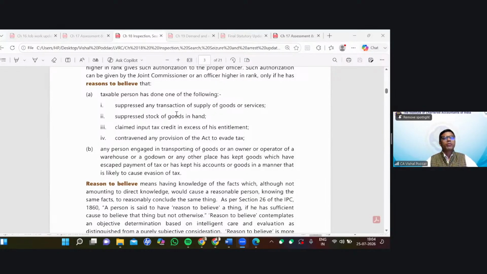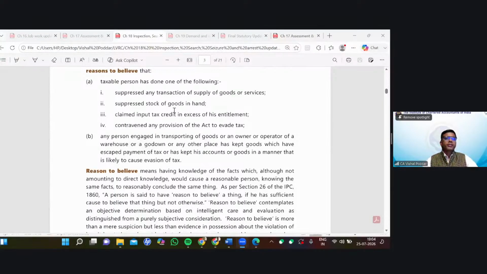suppressed stock of goods in hand. So you have 1 ton quantity, but you are only showing 600 kgs. Third, claimed input tax credit in excess, so you have taken bogus credits, or you have contravened any provisions of the act to evade tax. So you are doing undervaluation, wrong classification, or taking an exemption which is not applicable. In all these cases, you are trying to evade tax.